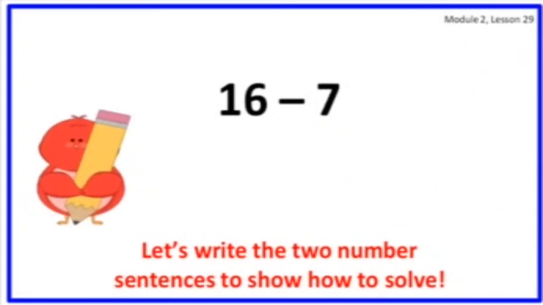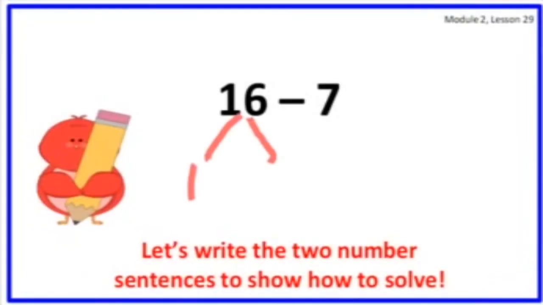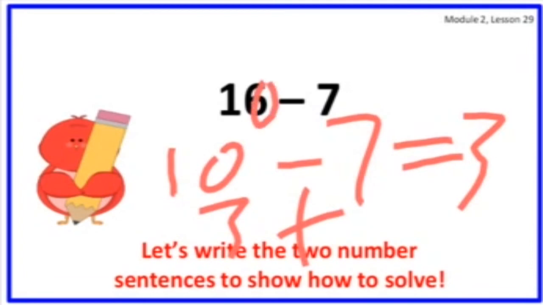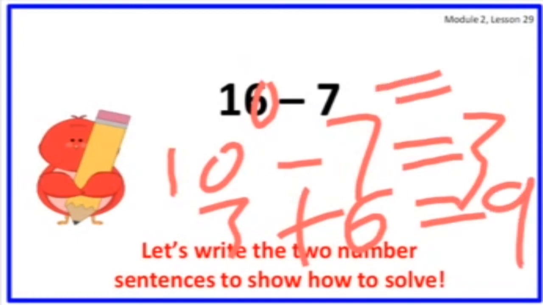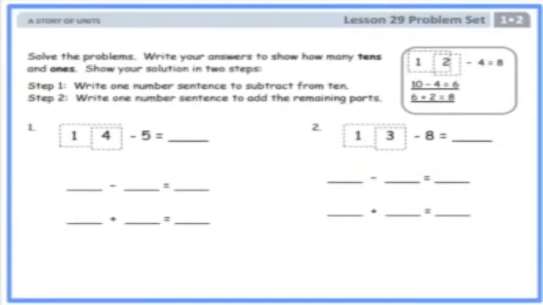Let's take another example before we go on to our problem set. We have 16 minus 7. Don't forget, I'll break my 16 into 10 and 6. So let's move on. 10 minus 7 equals 3. The 3 plus the other part remaining in my 16, which is 6. So 3 plus 6 gives me what? 9. So that means 16 minus 7 is actually 9. Alright, over to our problem set.